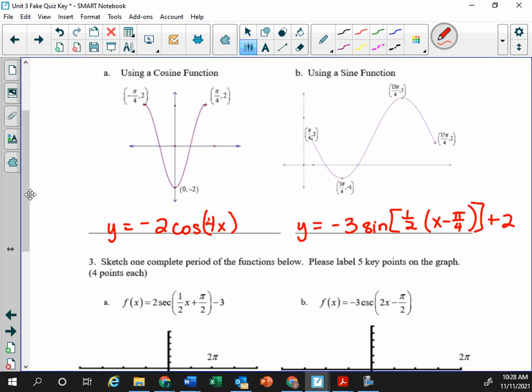Guys, when I ask you to write an equation, please, please, please put the y equals so I don't have to be mean and take a half point off, okay? Don't make me do that.